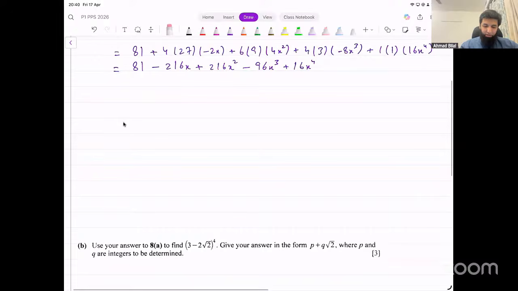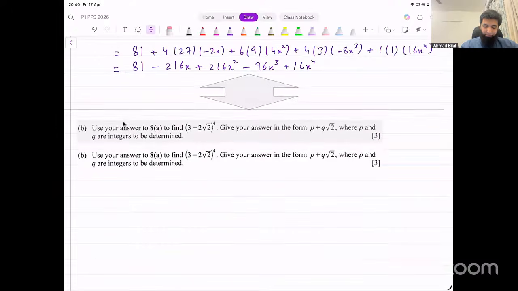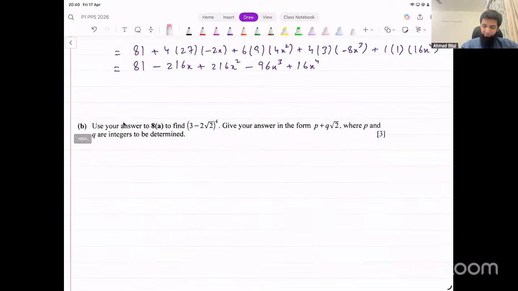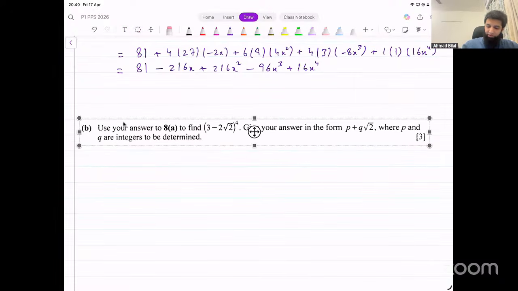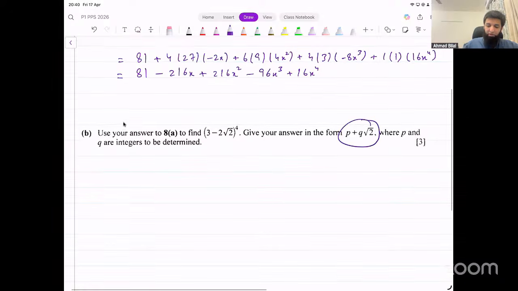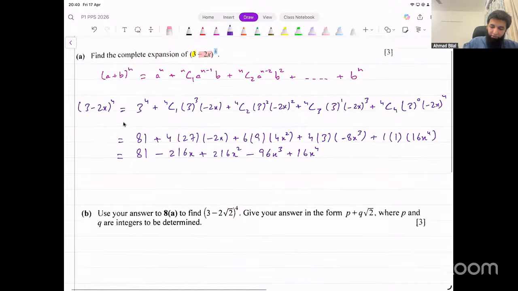Okay, that was part A. Let's look at part B now. Use your answer to part A to find 3 minus 2 under root 2 whole raised to power 4. Give an answer in this form where P and Q are integers to be found. How do we use the previous answer?